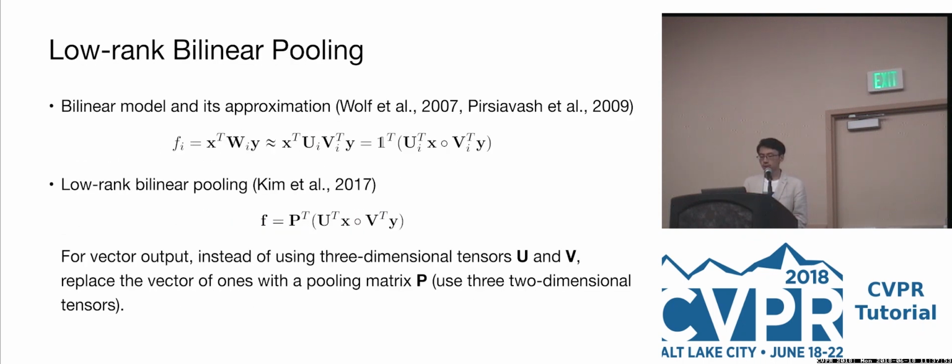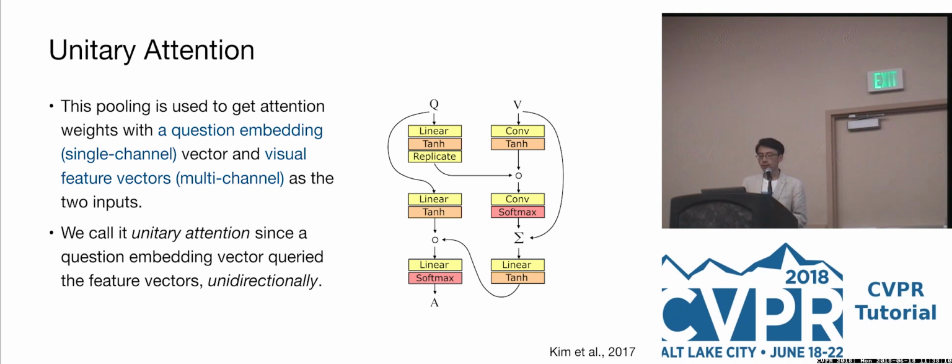In our previous work, MLB, we proposed low-rank bilinear pooling using low-rank factorization of a bilinear weight tensor to efficiently get a joint representation, which can be used in attention networks. The attention network uses the question embedding vector as a query and combines multiple image features using the weights calculated by the query. We call this way a unitary attention.